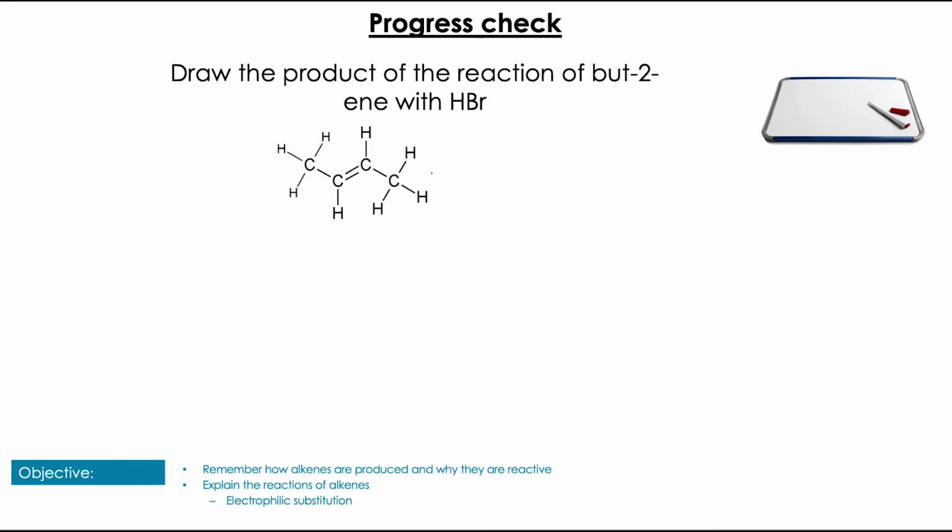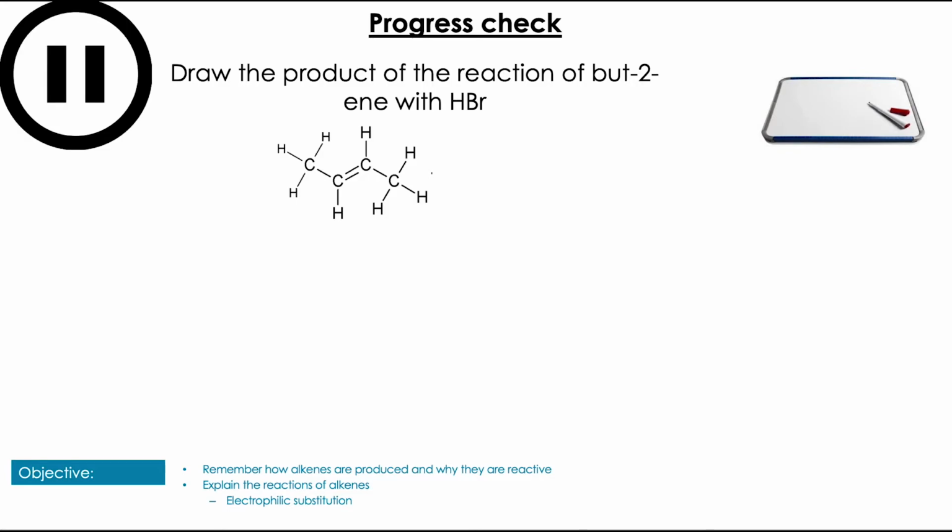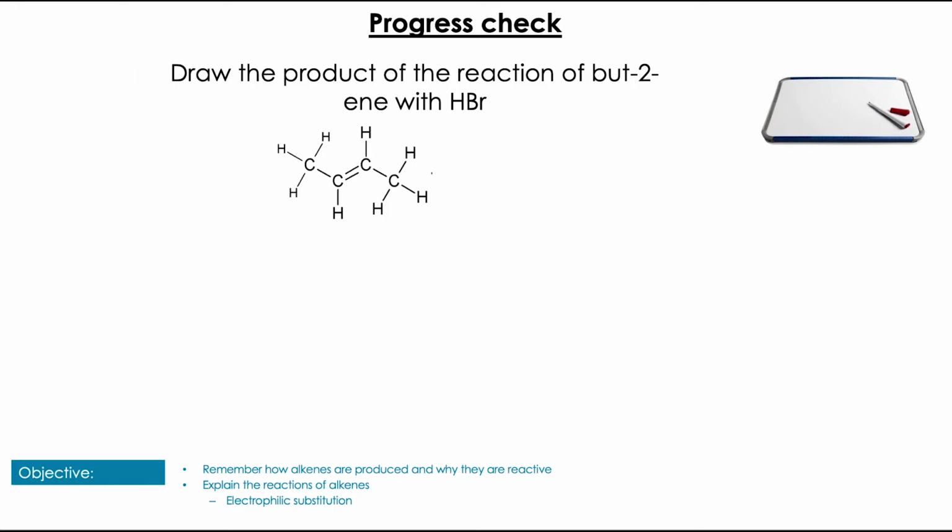Try your hand at this one then. Draw the product of the reaction with butene and HBr. Pause the video. Pop them up! Okay, so if you're reacting with HBr, then you know your double bond is going to open onto that hydrogen.